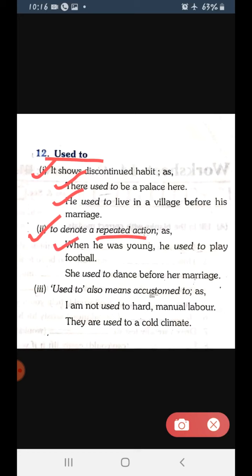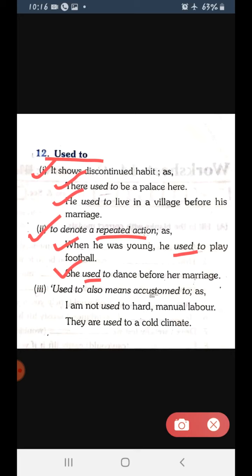Example, when he was young, he used to play football. That means, earlier he used to play, and now he is not playing anymore. Example number 2, she used to dance before her marriage. Before her marriage, she was in the habit of dancing, but now after her marriage, she has stopped dancing. Is it clear to all?